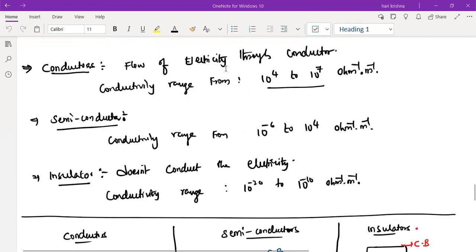And insulators. What is the meaning of insulators? They will not conduct the electricity at all. So they have the conductivity range from 10 power minus 20 to 10 power minus 10 ohm inverse meter inverse. Okay, these are the insulators.